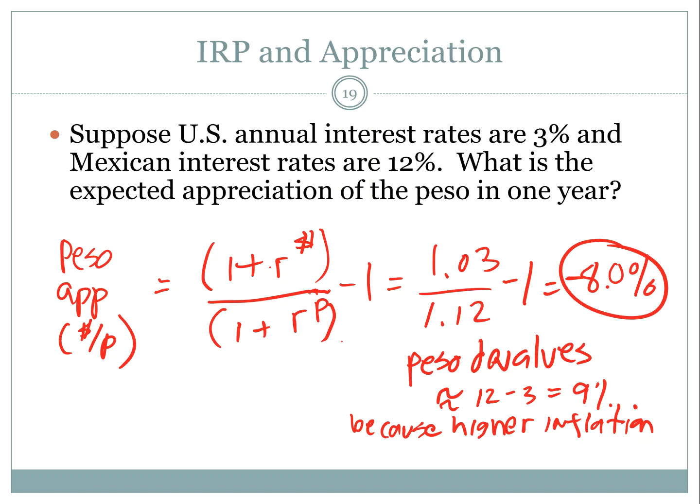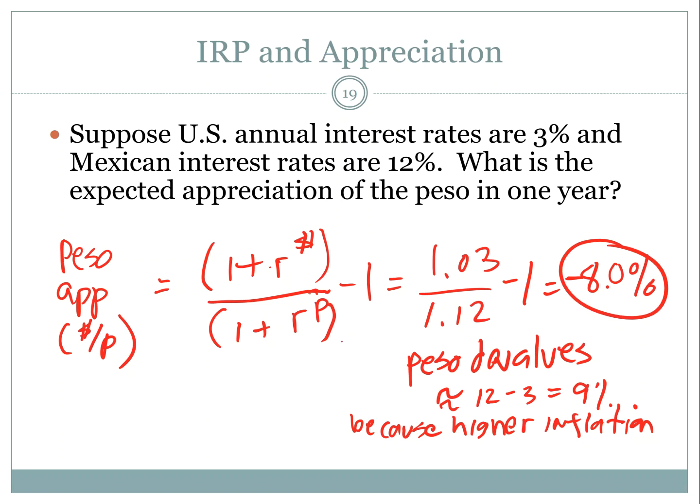So what's going to happen to the peso? They have 9% more inflation. It's going to go down by about how much? 9%. This is not rocket science, right? However, it's actually 8%. Because 1 plus the U.S. interest rate over 1 plus the Mexican interest rate minus 1 is 8%, not 9%. All right, well, it's close. And I got the sign right, and so I must have got it right.